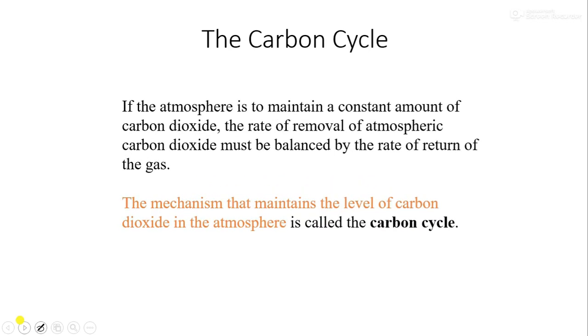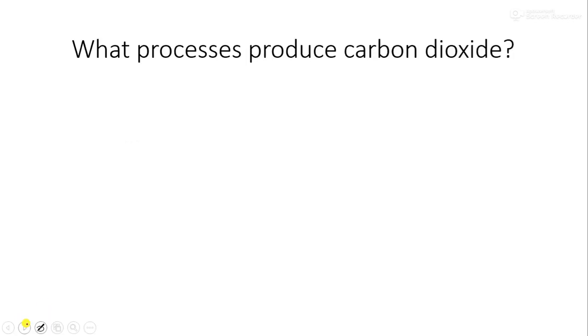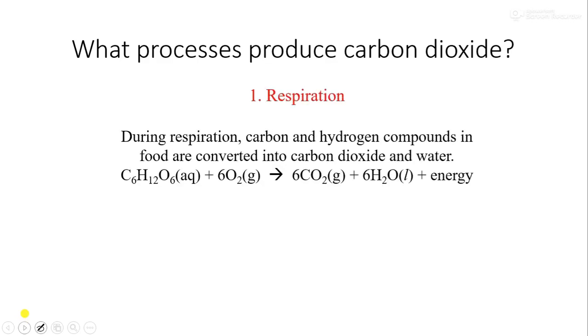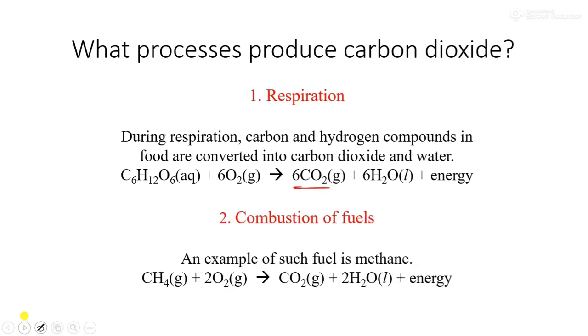Carbon cycle. The amount of carbon dioxide which is maintained by natural activities is termed the carbon cycle, and it contains mostly three processes. Number one, respiration. Due to respiration, we produce carbon dioxide. Second, combustion of fuel. It is the main source of carbon dioxide in the atmosphere. This is the process responsible for damaging the maintenance of carbon dioxide in the atmosphere.